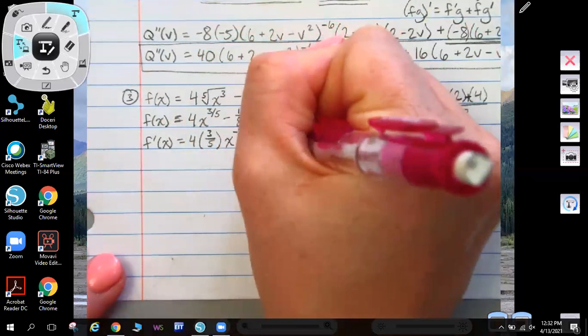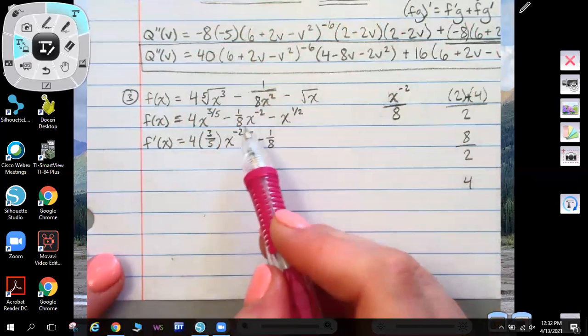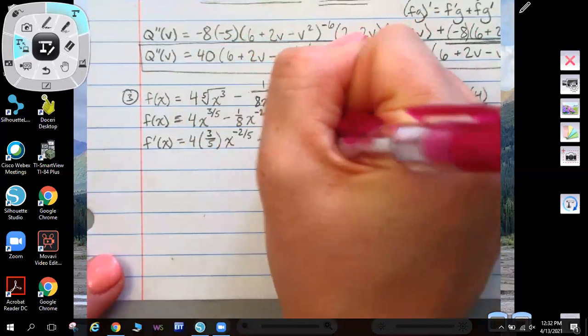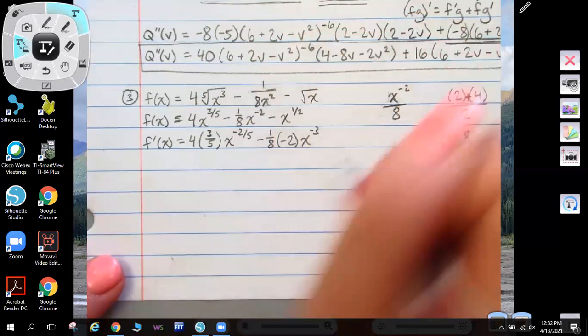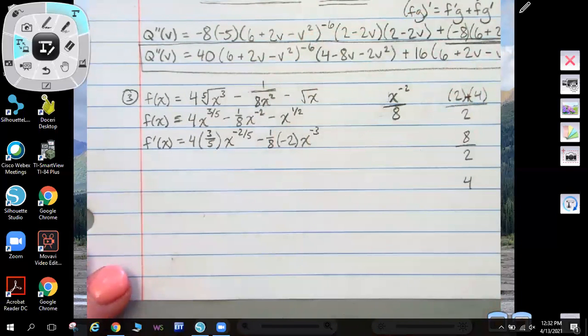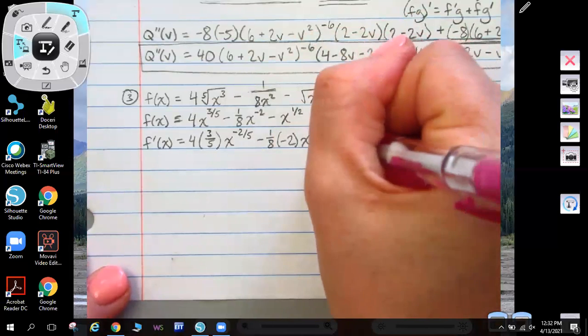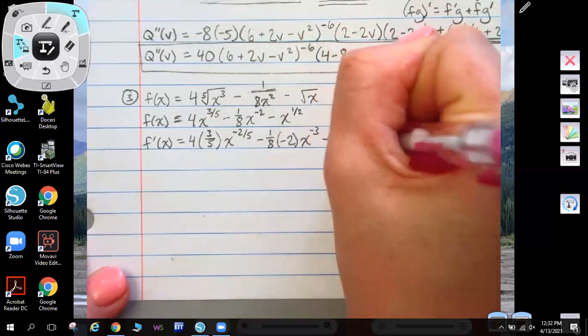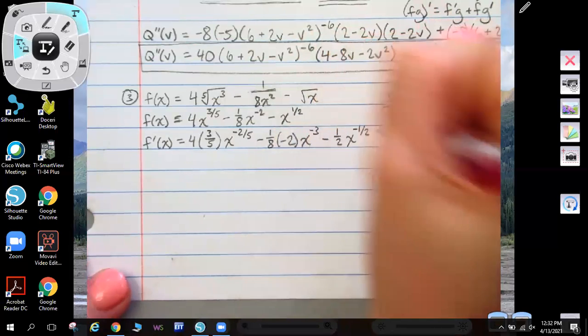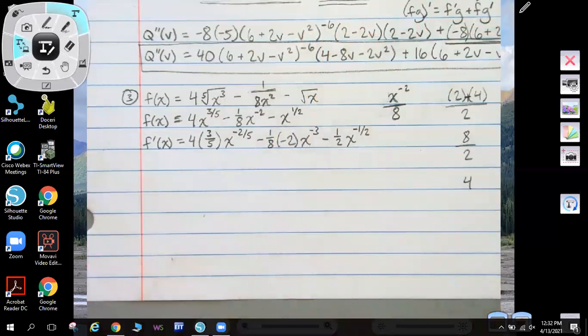The minus 1/8 stays. We take the derivative of x to the negative 2, so the negative 2 comes down in front. Our new exponent is negative 3. X to the 1/2 comes down in front. Our new exponent is negative 1/2. That's the first derivative, and we're back in the section where we're asked to find the fourth.